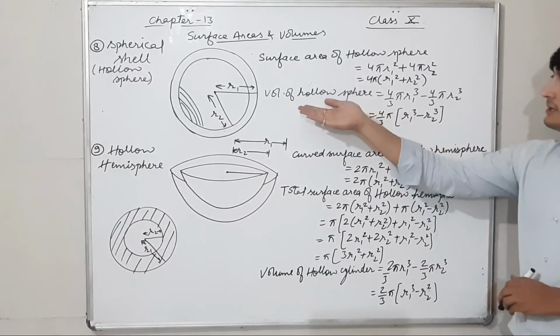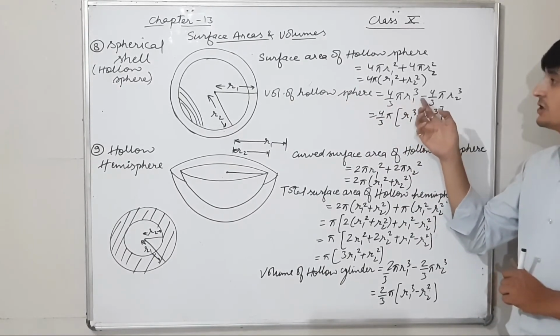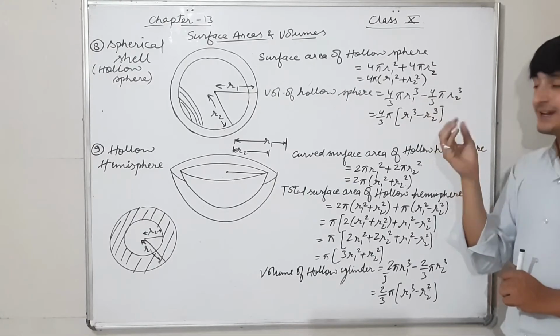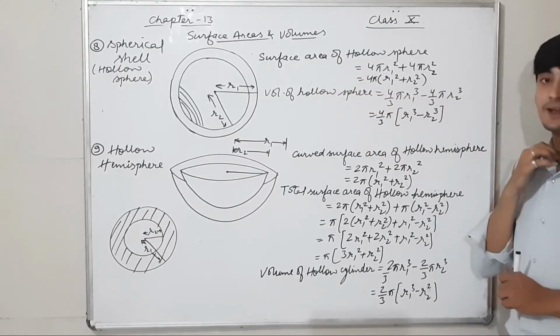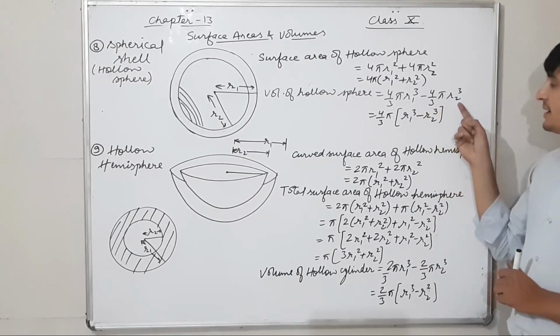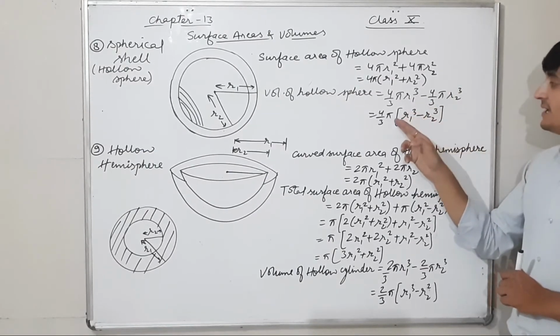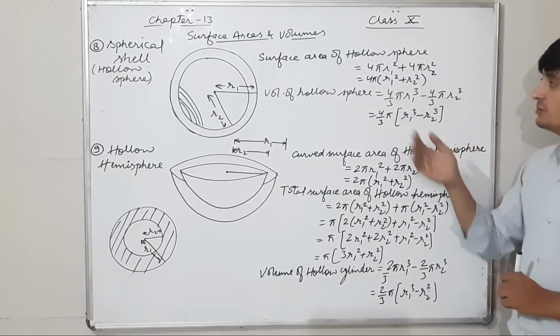Okay. Now next we have volume of hollow sphere. We have 4 by 3 pi r1 cube as the outer volume, minus the inner volume. We will require the volume of the spherical shell. That will be 4 by 3 pi r1 cube minus 4 by 3 pi r2 cube. Taking 4 by 3 pi common, we get r1 cube minus r2 cube in the bracket. This is the required volume of hollow sphere.